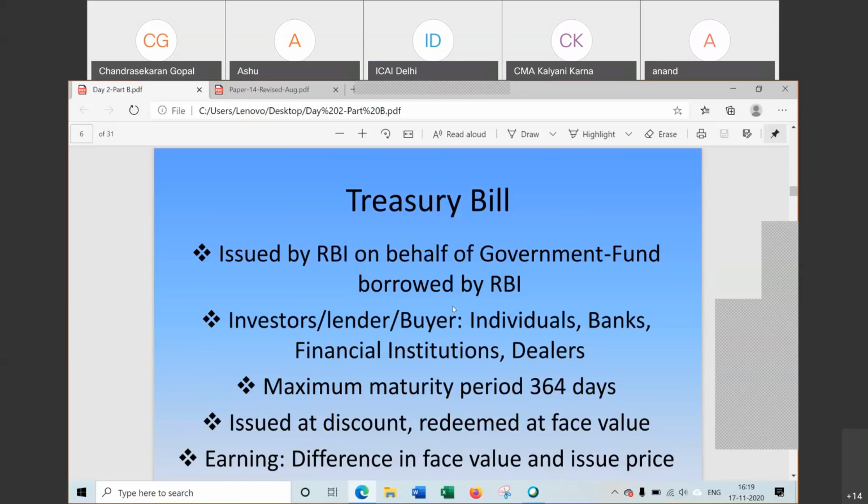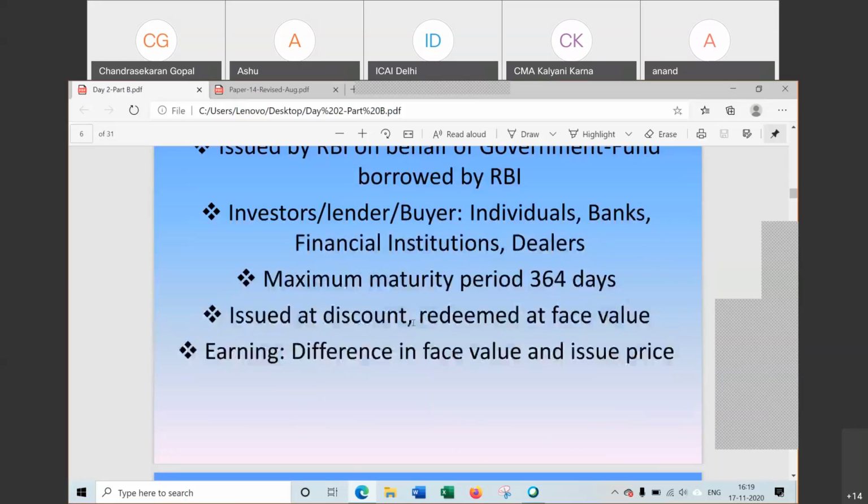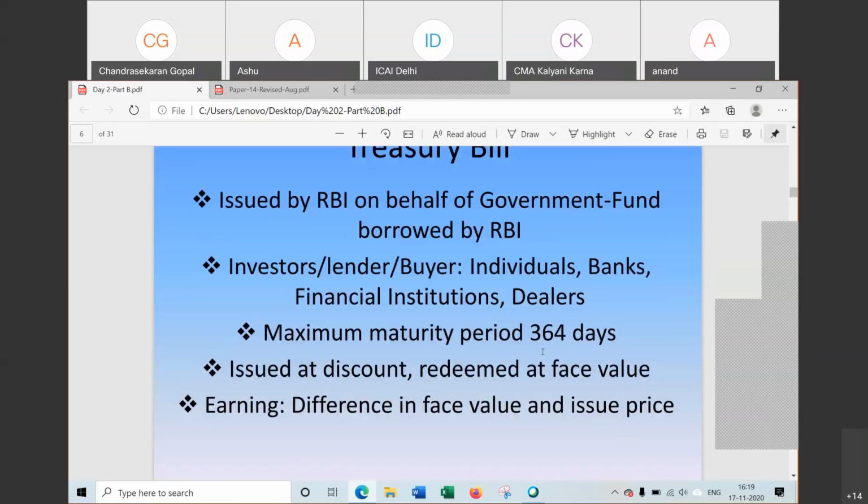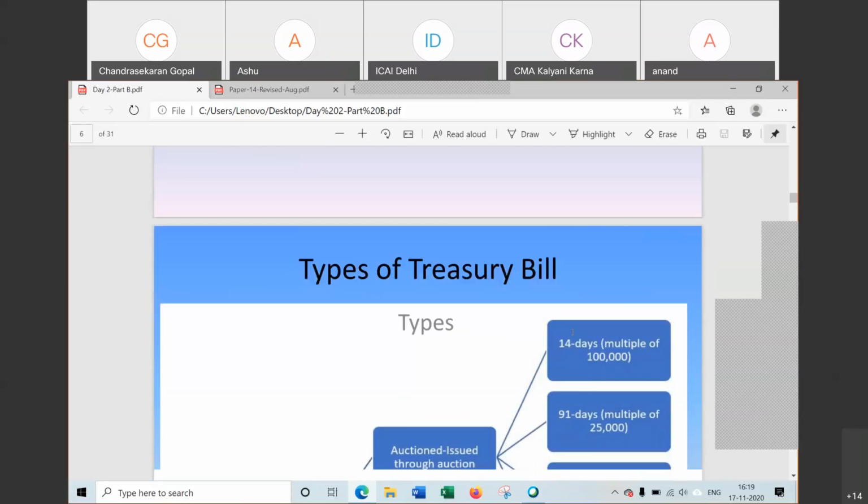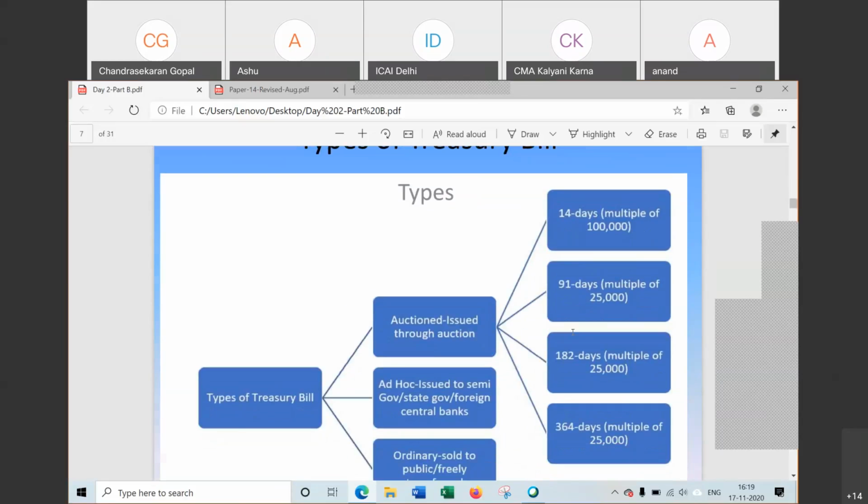So interest is not paid on treasury bill. What will be the earning? Only the difference between face value and issue price. So treasury bill is issued by RBI, but it is issued on behalf of government. Anyone can buy it: individual, bank and financial institution. Maximum maturity is 364 days. Now what are the types of treasury bill?